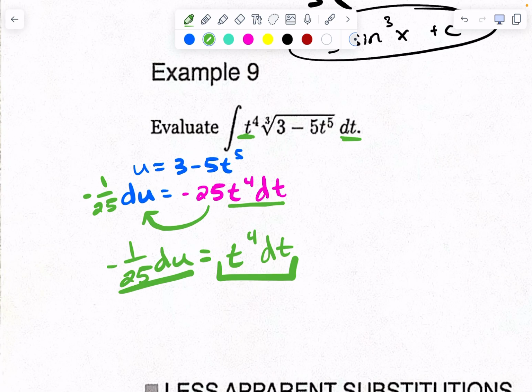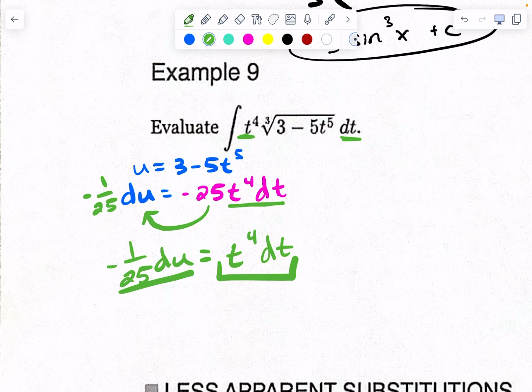But also, now that I've taken care of that, I have to get rid of this, t to the 4th dt. It's not negative 25t to the 4th dt, just t to the 4th dt. So I have to get the 25 to the other side, so I make it negative 1 over 25 du. This is what we're replacing, and we're replacing it with this.